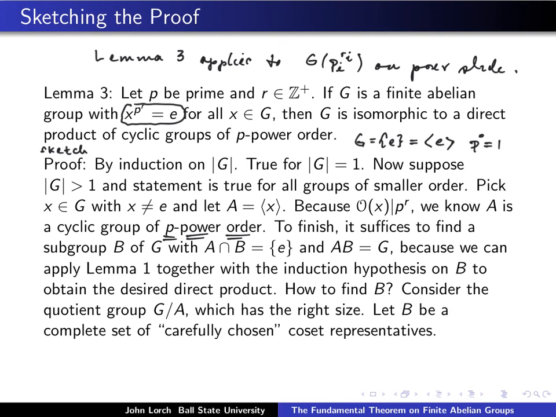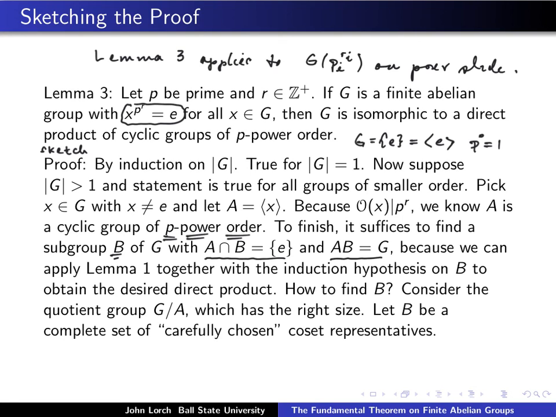Now, if that's all of G, then we're completely done, but it might not be all of G. So now what we would like to do is to find a subgroup B of G where all of these conditions hold, that A intersect B is the identity, and A times B equals G. Because if that were true, then you could apply lemma 1 together with the induction hypothesis on B to get the desired direct product. Remember, B would then have strictly smaller order than the order of G.